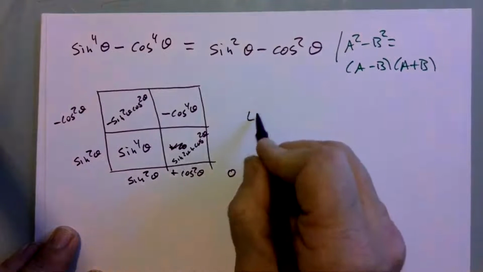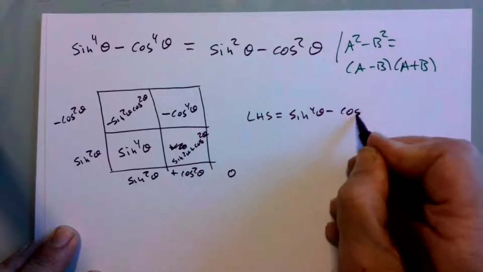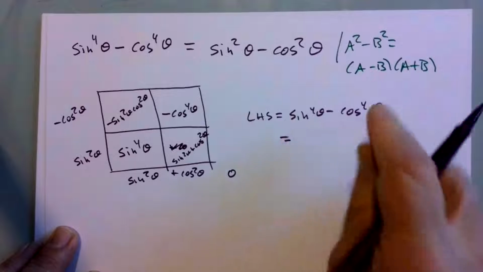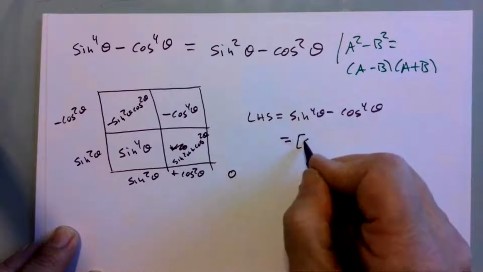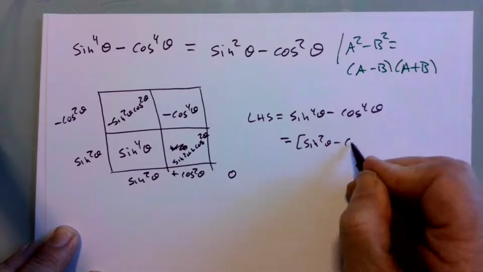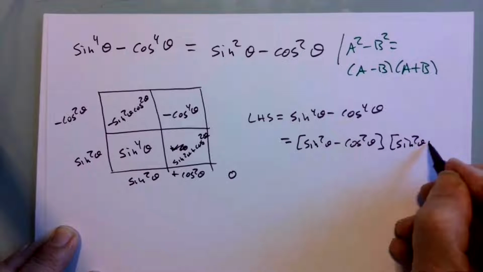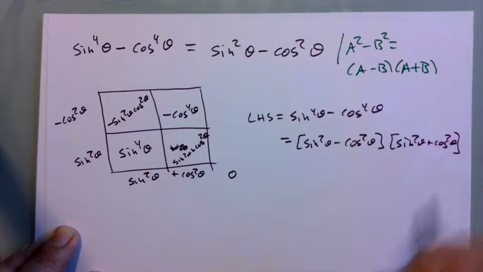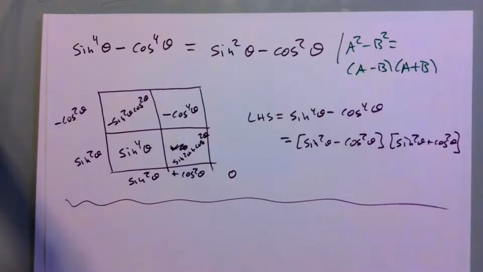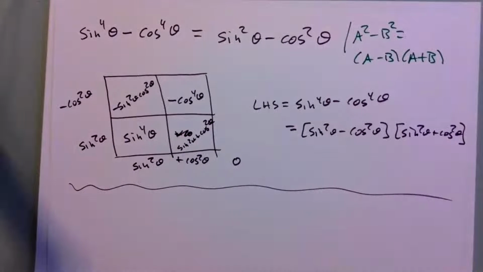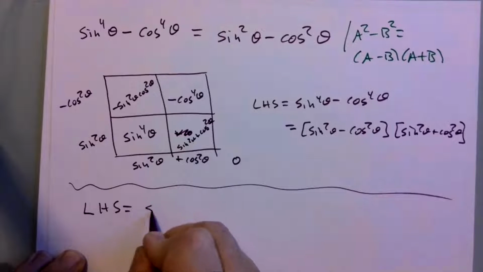So my left-hand side here, which is sine to the fourth theta minus cos to the fourth theta, can be factored, again, using this a minus b times a plus b, or this strategy, into sine squared theta minus cos squared theta times sine squared theta plus cos squared theta. All right, so let's go ahead and write our proof. For our proof, I want to start with the left-hand side. I want a string of equal signs to go ahead and get me to the other side.